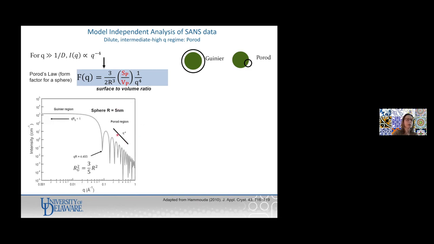And just to show you in the profile where this is, the Guinier region, remember, this is at lower Q.